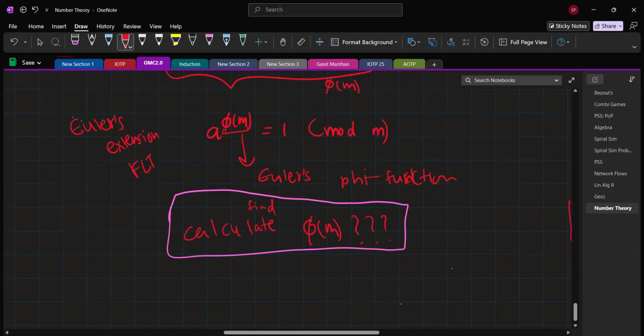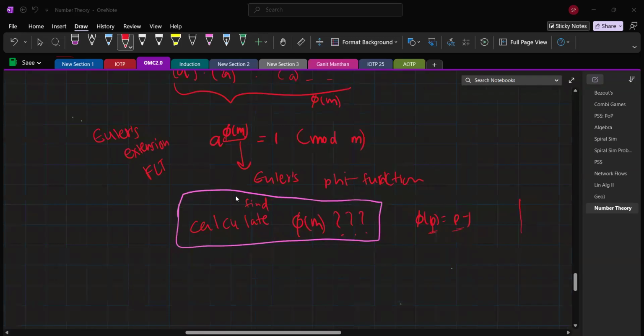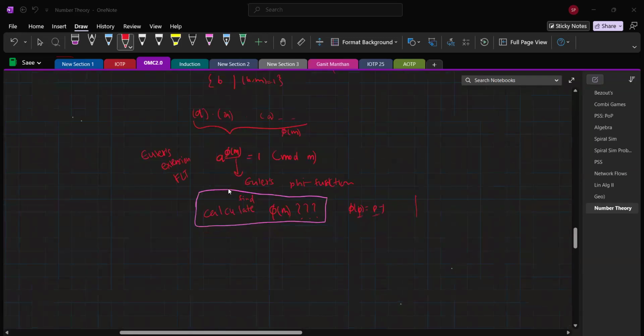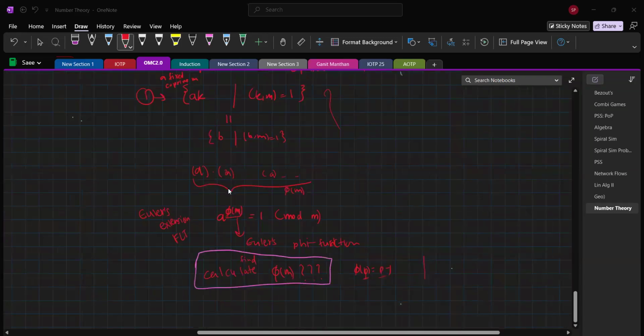For example, we already know that phi of any prime has to be p minus 1, because the number of numbers less than p that are co-prime to p is p minus 1. Everything is co-prime to p. But is there some way to generalize it to other numbers also? And I think there are a lot of different questions that you can ask from here and solve.